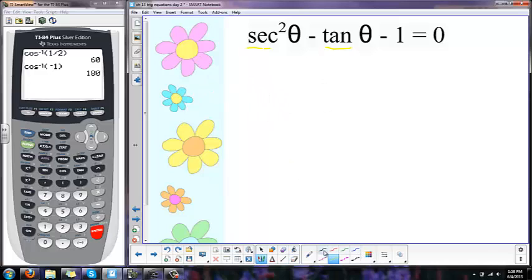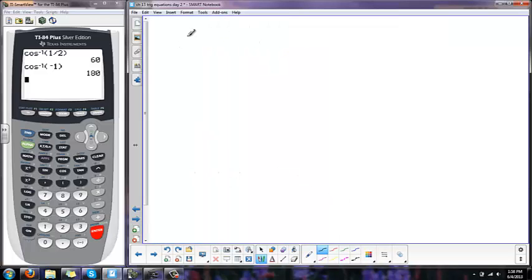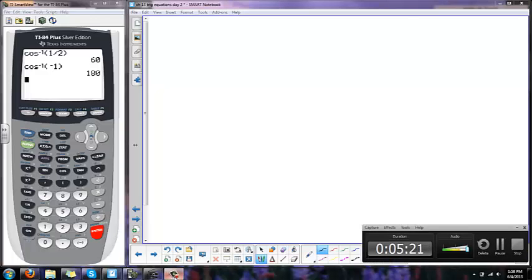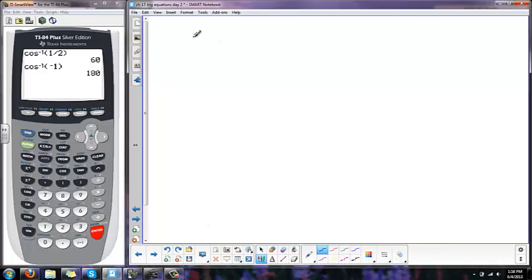You should know by now your Pythagorean identities. Let's make a new sheet for this. There are a couple of different Pythagorean identities that you need to know. There's sine squared theta plus cosine squared theta is equal to 1. That's the easy one.